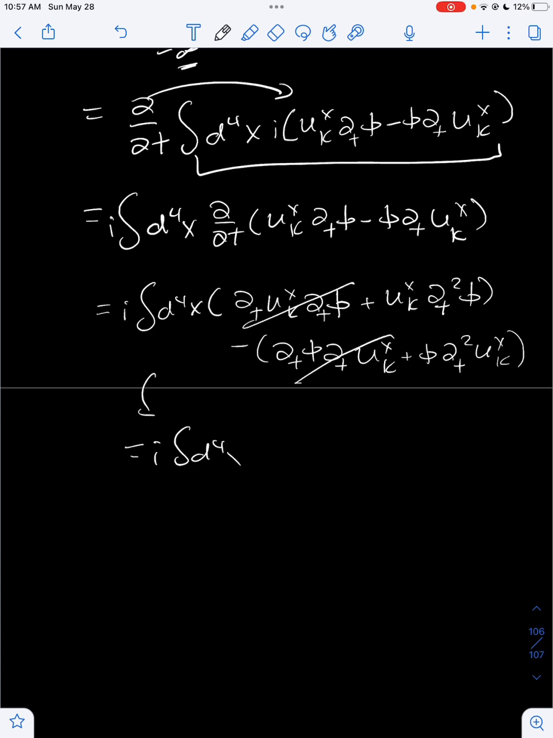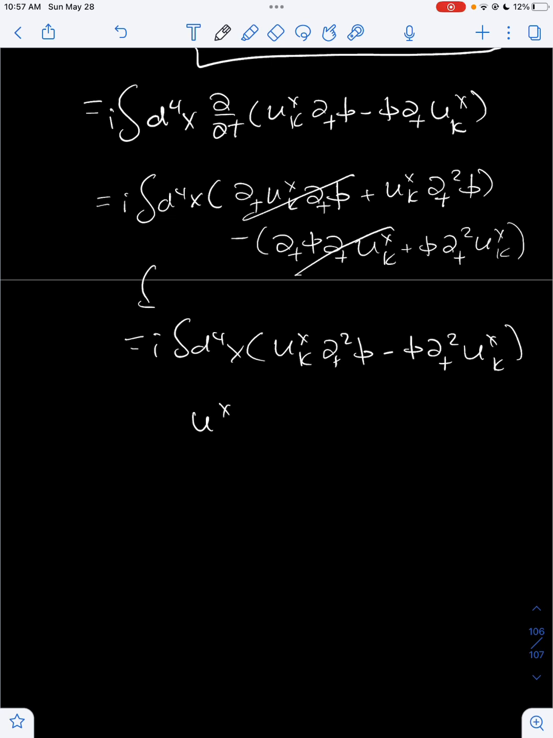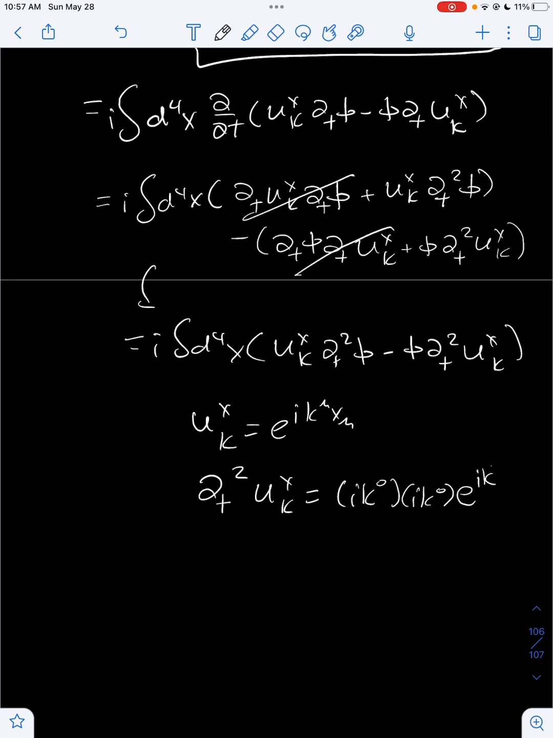So we know that u conjugate k is e to the i k mu x mu, since u of k was defined as e to the minus i k mu x mu. This means that the second derivative in t of this is going to be i k naught times i k naught e to the i k mu x mu, giving us minus k naught squared e to the i k mu x mu. This is going to be minus E k squared, since k naught equals E, by the way, that's how it's defined.